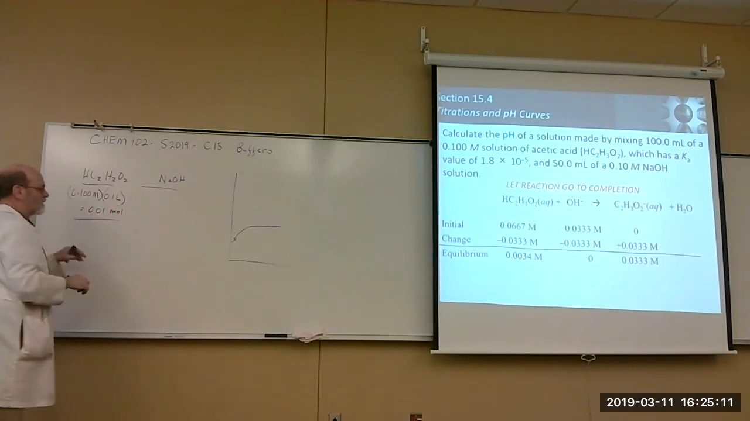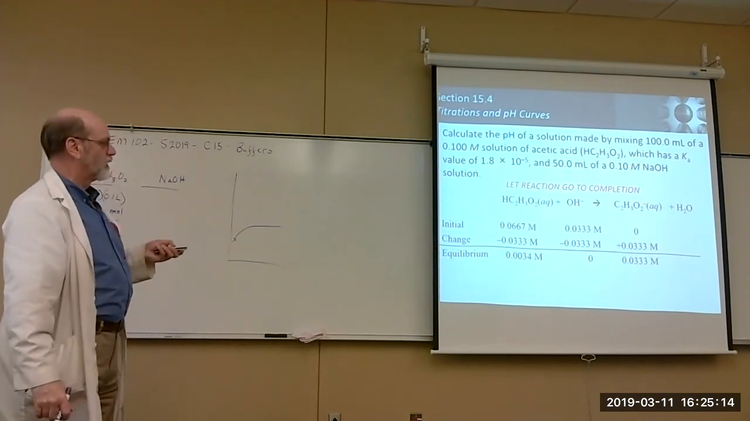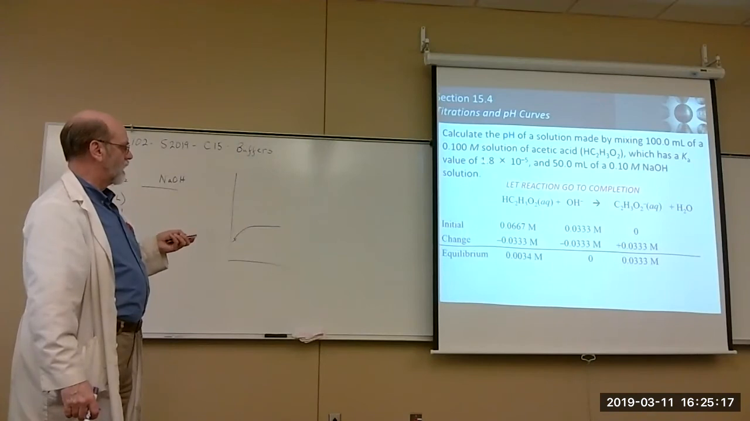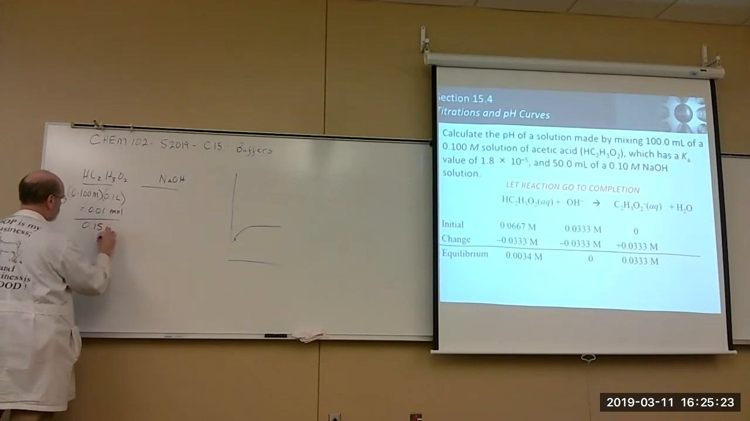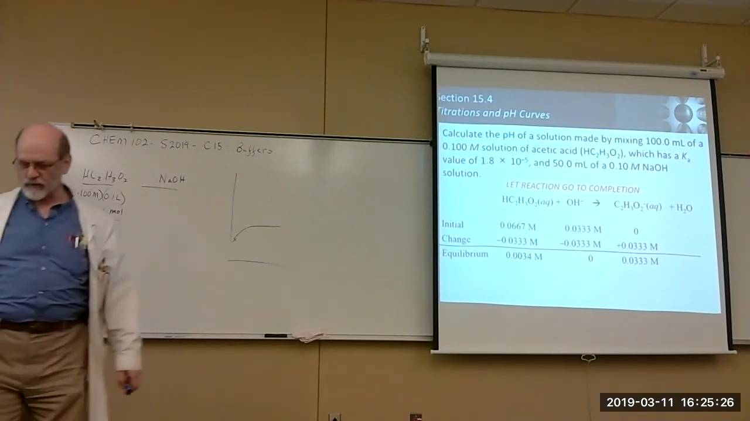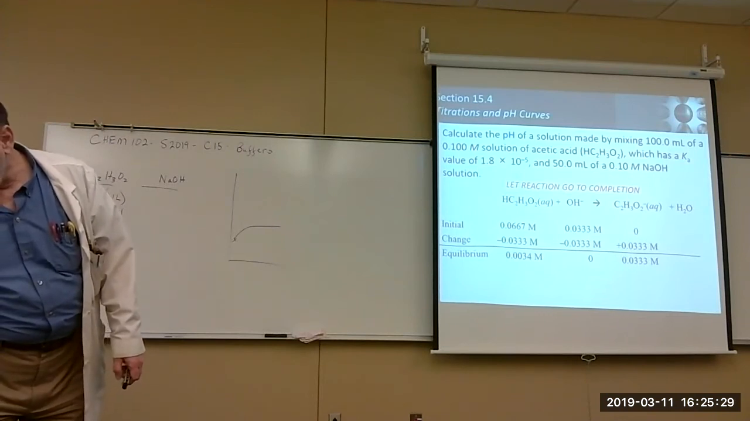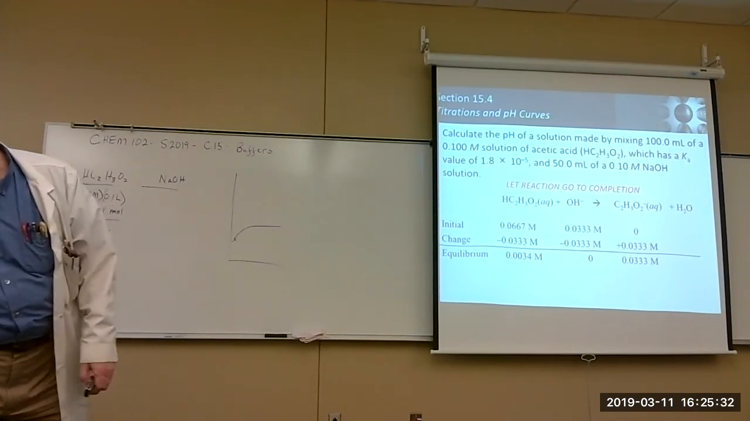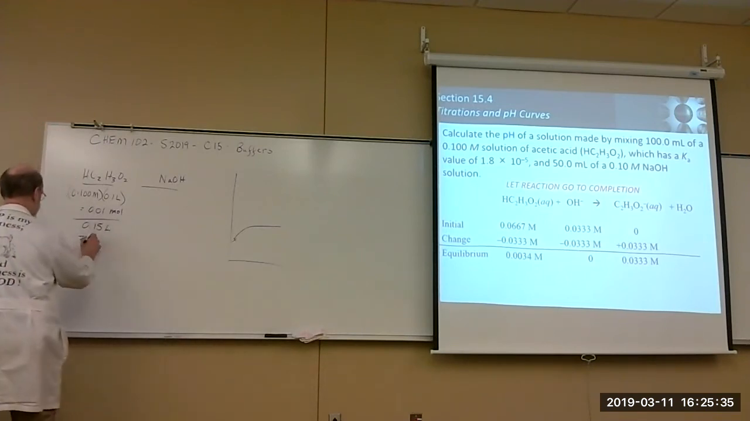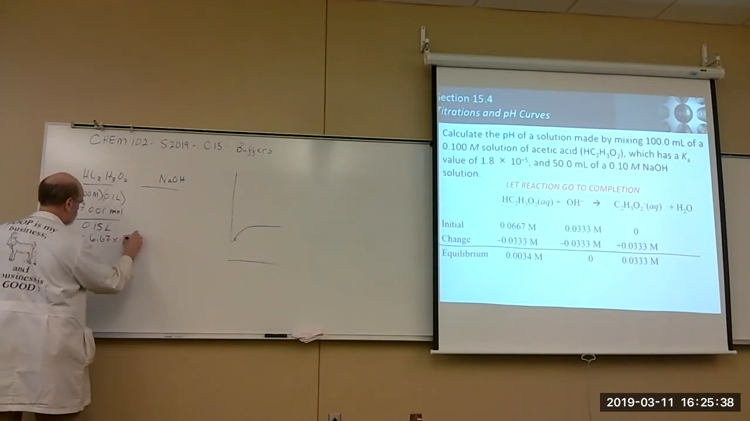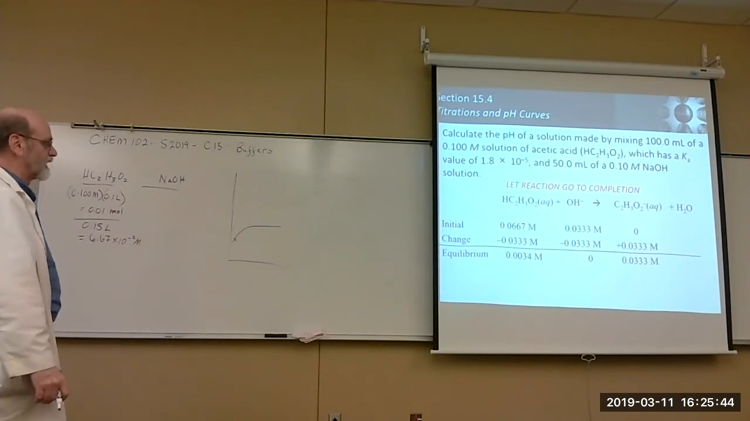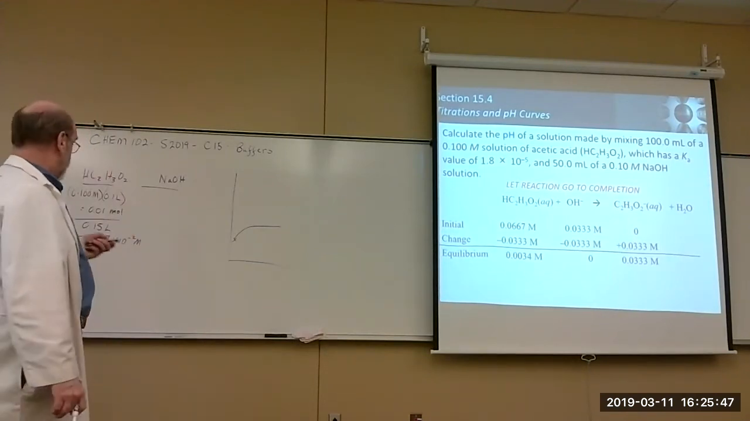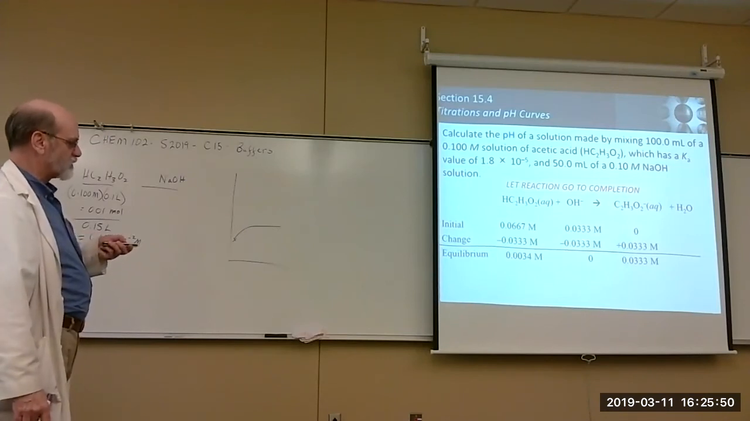Then we divide that by the total volume, which is what? 150, which is 0.15 liters. So let's see if that comes out where it's supposed to. 0.01 divided by 0.15 is 6.67 times 10 to the minus 2 molar. Okay? Then we do the same thing with the base, and it comes out to be 0.0333 molar.